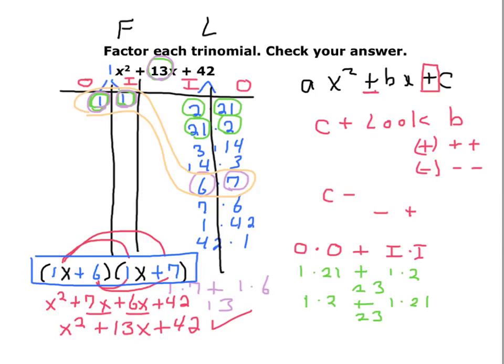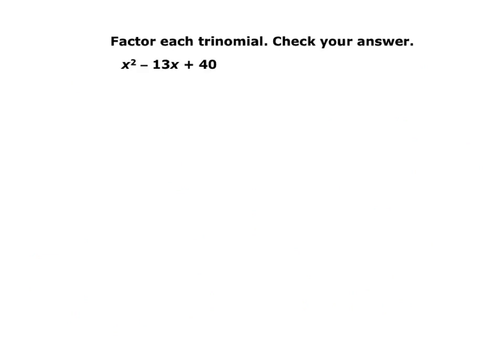Okay, let's go do another problem. Okay, folks, in looking at this example here, let's just remember what we talked about on the previous slide. The constant is positive, so that means I'm looking at the linear term. The linear term is negative. That means that both my signs, as I've come up with all my different factor choices, are going to be negative. Okay, so let's go ahead and do that.